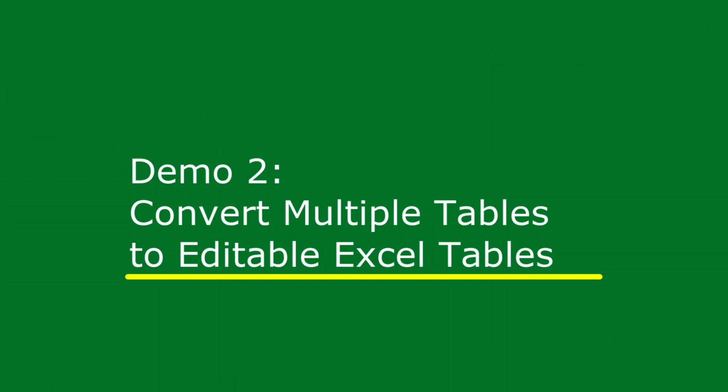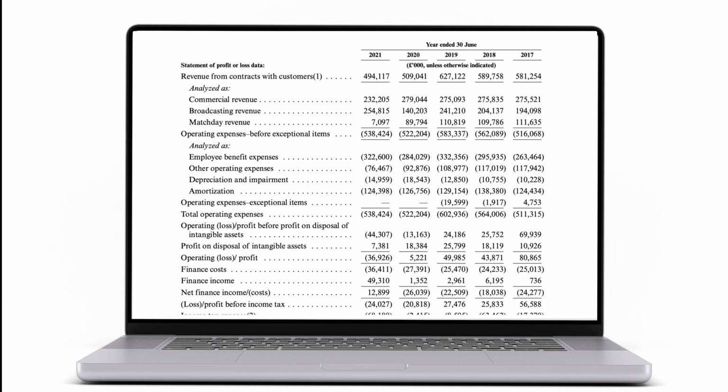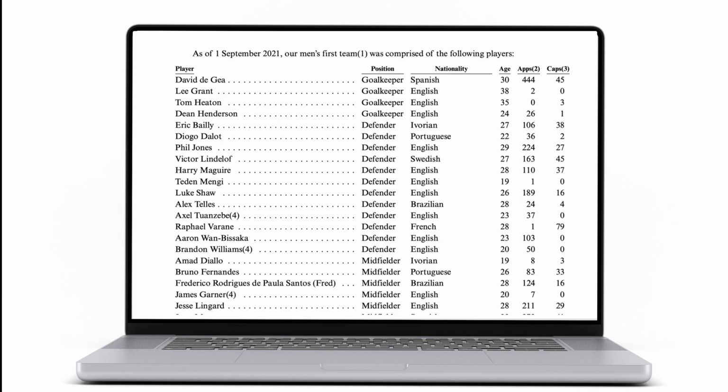For the second demo, I'm going to use a more complex file. This is a copy of the Manchester United Football Club annual report for 2021. Page 7 contains a profit and loss statement, and on page 49, there's a table that lists all the players along with their positions and some other information. So let's see what Excel makes of it.